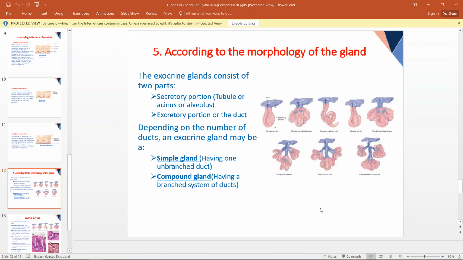Goblet cell. I was expecting that Dr. Oni will explain. No problem. A goblet cell: imagine simple columnar epithelium, basement membrane and columnar cell. So in the simple columnar epithelium, some of the columnar cells modify their structure and become mucus secretory cells, which secrete mucus.